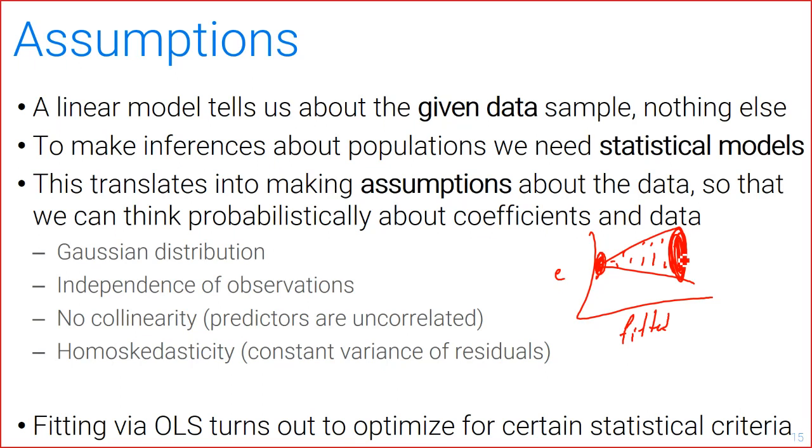And just FYI, it turns out that if we fit the model via ordinary least squares, like we saw the other day, we are optimizing for certain statistical criteria. And in particular, optimizing in this way turns out to be a certain kind of estimation from statistical theory. It's called maximum likelihood estimation. And basically, if we assume a Gaussian distribution, etc., that kind of estimator is essentially the same as the ordinary least squares. So that's why we typically do this.